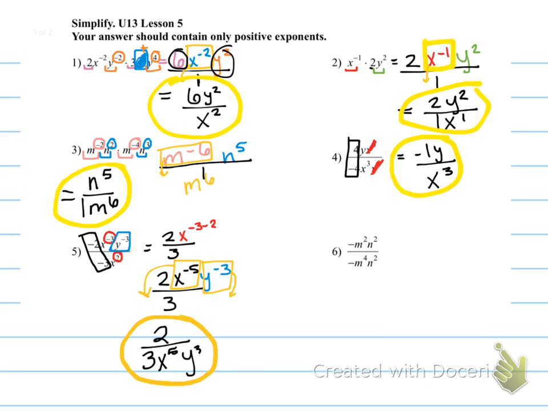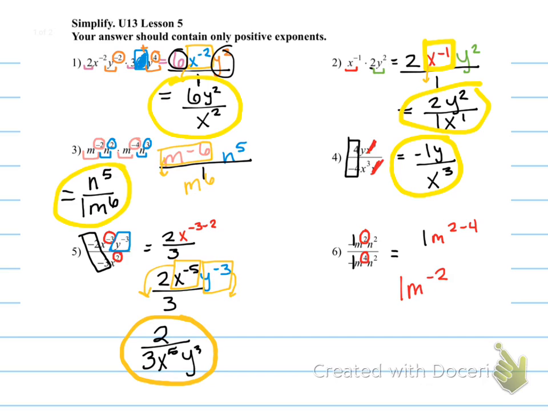All right, let's take a look at number 6. Notice that the numbers are just these negatives. This is like -1 divided by -1. So we're just going to start with a positive 1 on top. Then we can go ahead and look at our m's. I've got an m to the 2nd power on top, m to the 4th on the bottom. So I'm going m, 2 minus 4, which we get -2. So right now I've got 1m to the -2 on the numerator.